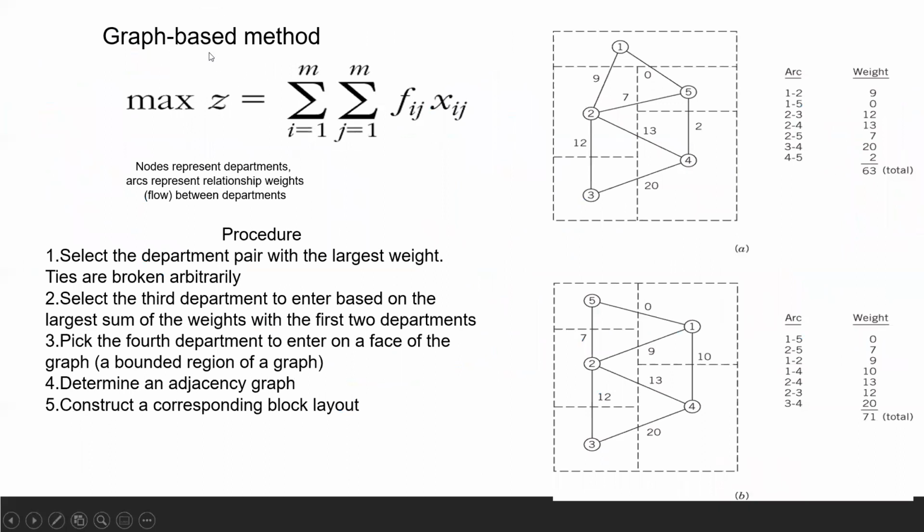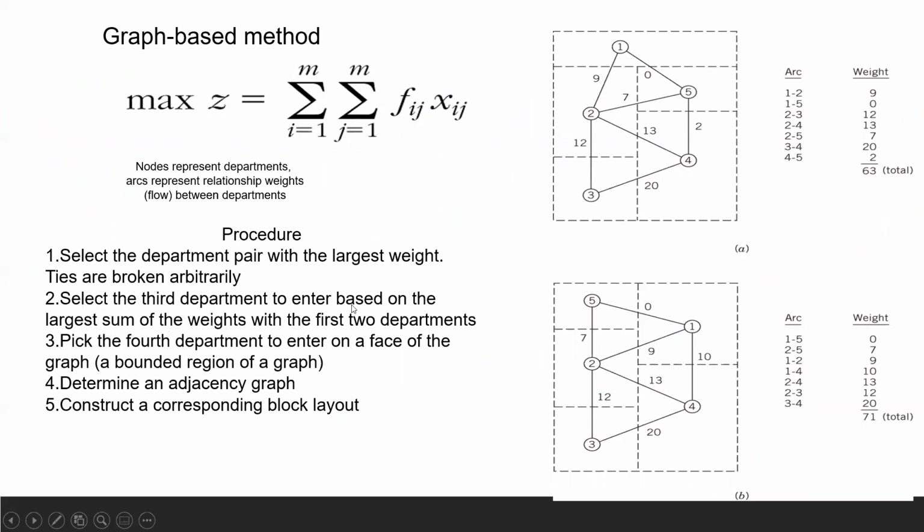So once again, yung ating ginagawa last time, wala tayong ginagawang computation. Nagba-block diagramming lang tayo based on our intuition. Tama? So this time, may computation na tayong kukunin. Okay, so sa graph-based method po, you have to select a department pair with the largest weight. Ties are broken arbitrarily or your choice.